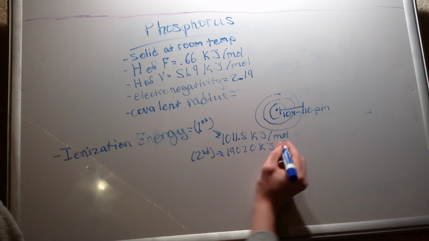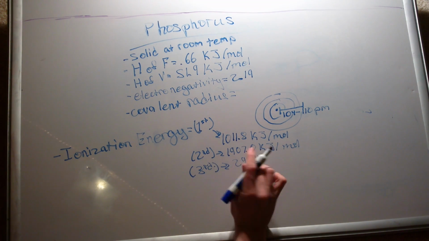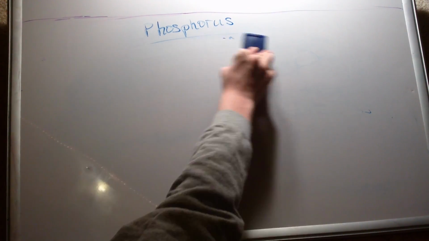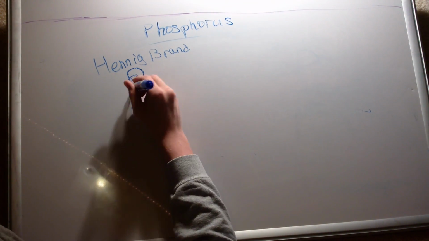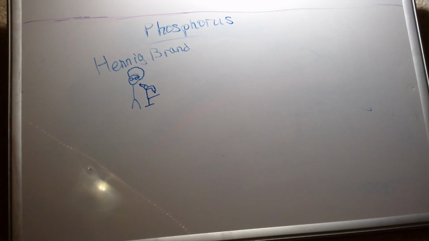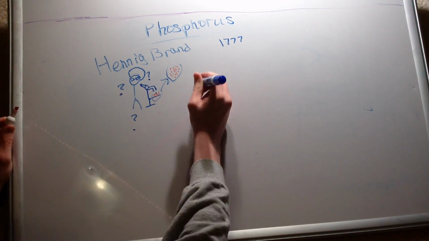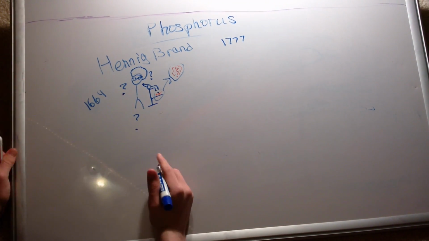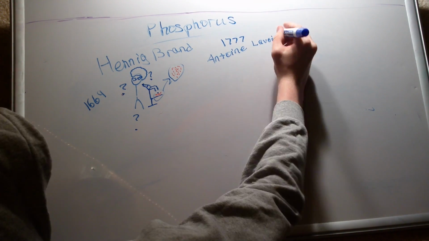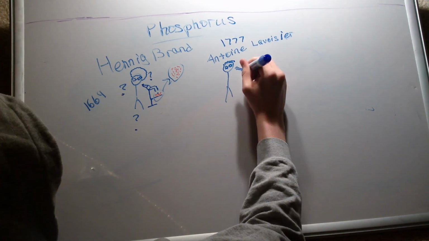its second 1907.0 kilojoules per mole, and third 2914.1 kilojoules per mole. It was discovered by Henning Brand in 1669 in Hamburg, Germany, but it was not recognized as an element until 1777 when it was familiarized to the periodic table by Antoine Lavoisier.